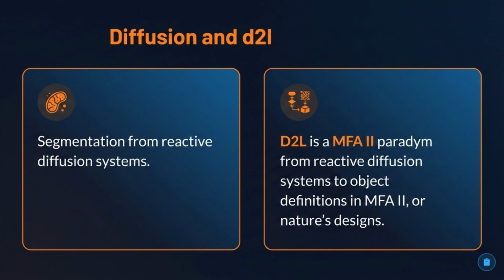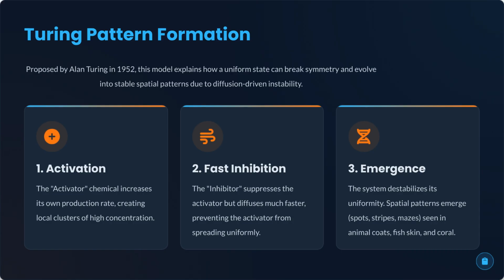D2L, or diffusion to lumped or discrete models, is a multifunctional architecture paradigm that translates complex reactive diffusion outputs into nature's designs. Turing pattern formation, proposed by Alan Turing in 1952, explains how uniform states break symmetry. The process involves three steps: activation, where a chemical increases its own production; fast inhibition, where an inhibitor suppresses the activator and diffuses quickly; and finally, emergence, resulting in patterns like spots, stripes, or the mazes seen in coral.